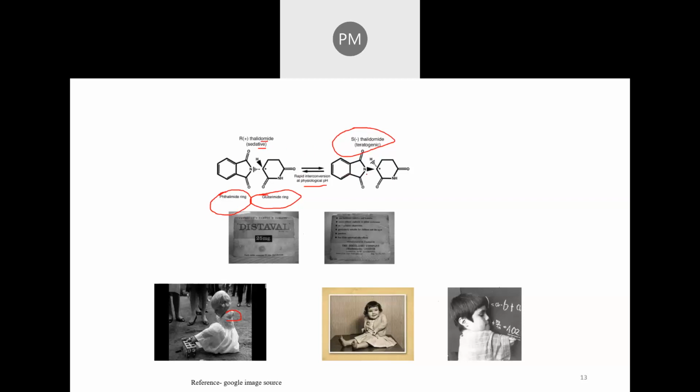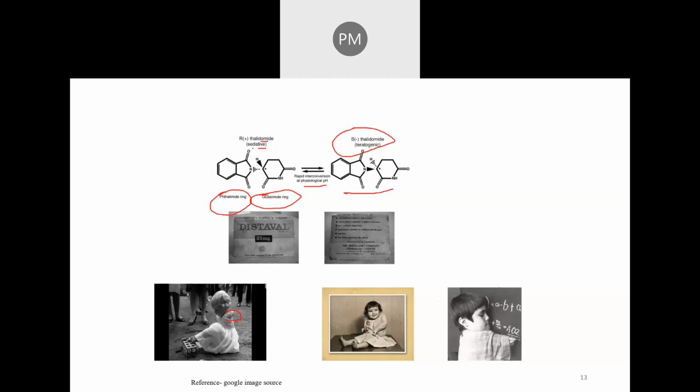After converting to the S isomer, our body takes this drug, and the toxicity of this drug affects our body, and for that reason the babies were born with disabilities. So for chiral molecules, I am just giving an example of how important it is to know which molecule is chiral and which is not chiral, and how chiral molecules affect our body.